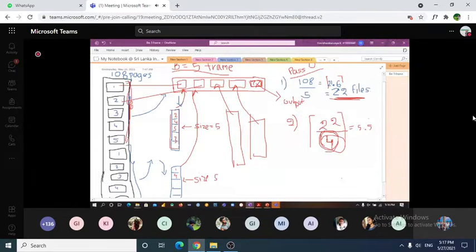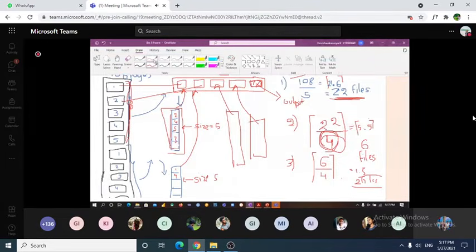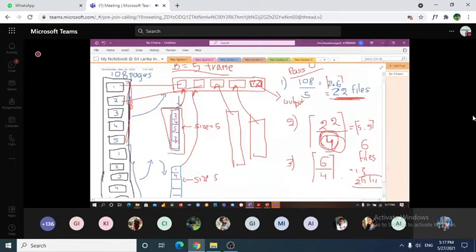But still my aim is to get 1 file. So what do I do? The third step, 6 divided by 4, again I have 4 frames now. When I divide it like that, I'm going to get 1.5, which is 2 files. Still not enough. Now one thing you have to notice, say 2 files are there. Think this is 1 file. I'll show it in another color. This is that 1 file, and this is the other file.